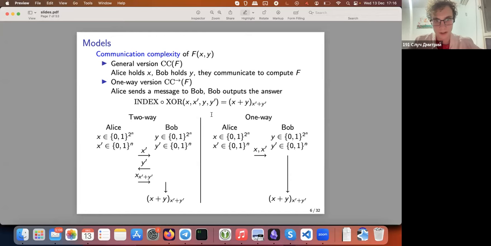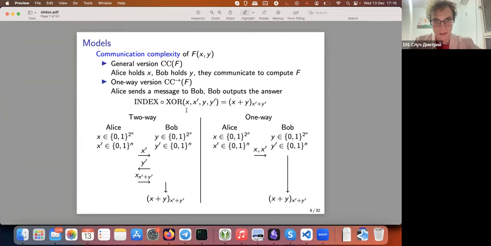Now I'm going to introduce several models. First is communication complexity. In the general case, Alice holds one of the inputs x, Bob holds the other input y, and they communicate to compute the function. In the one-way case, only Alice can send a message to Bob, and then Bob has to name the answer.